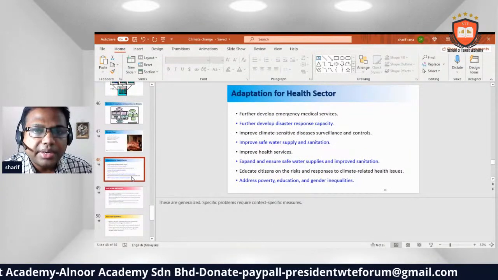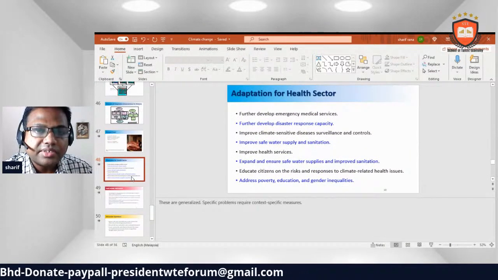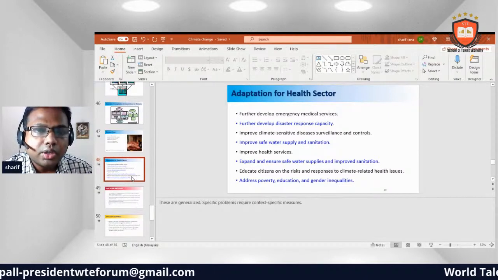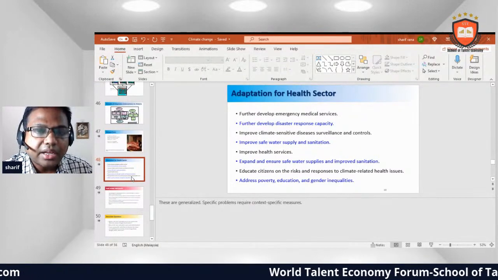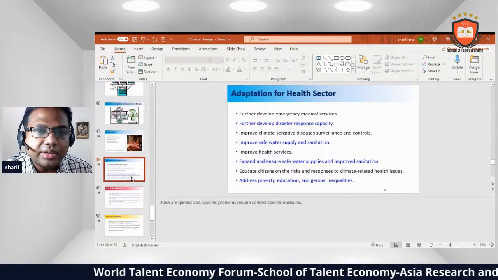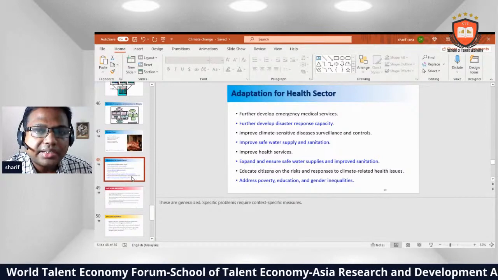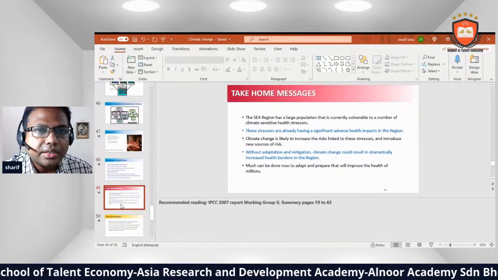Further develop emergency medical services, further develop disaster response capacity, improve climate-sensitive disaster surveillance and control, improve safe water supply and sanitation, improve health sanitation, expand and ensure safe water supplies and improve sanitation, educate society on the risks or responses to climate change health-related issues, address poverty, education and gender inequality.